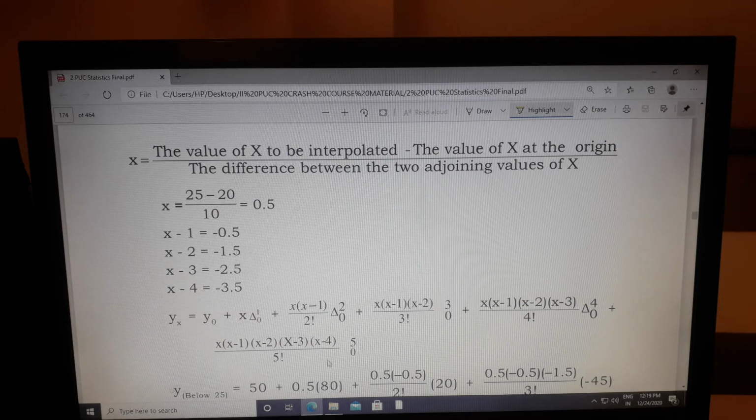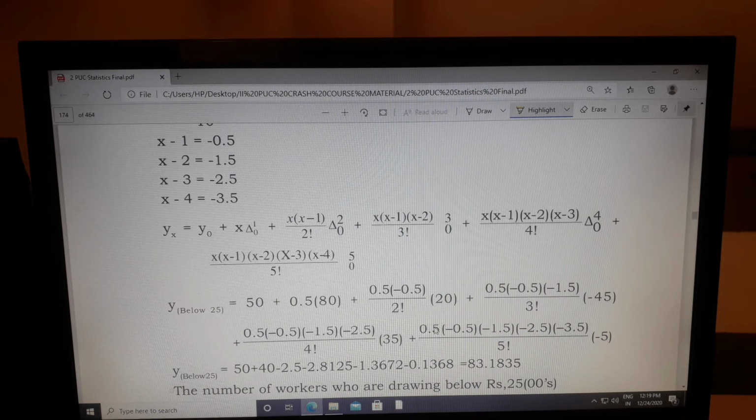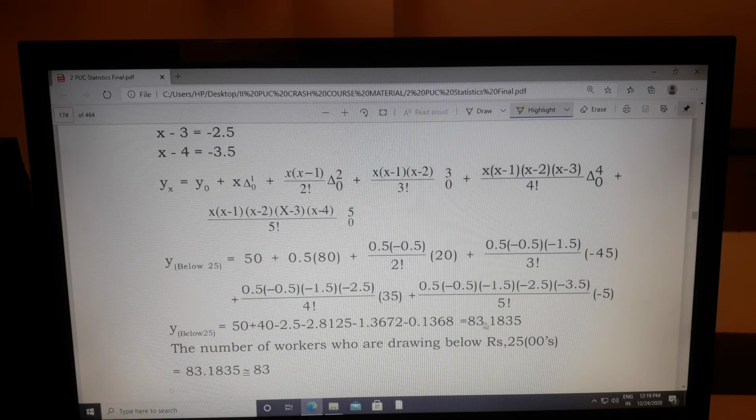Now up to the fifth leading difference, that formula has to be written: y naught plus x into delta naught 1 plus x minus 1 by 2 factorial into delta naught 3 plus x minus 1, x minus 2 by 3 factorial into delta naught 4, x minus 1, x minus 2, x minus 3, x minus 4 by 5 factorial into delta naught 5. Substitute all by simplifying, you will get the value 83.1835. This is y below 2500 wages. How many workers are earning? Approximately 83 workers are earning below rupees 2500 wages.